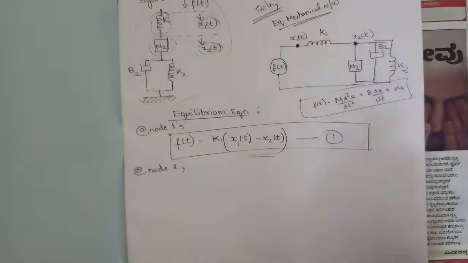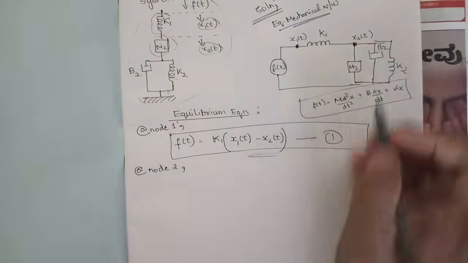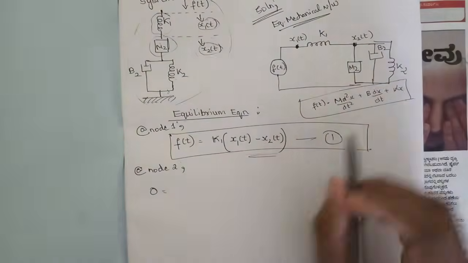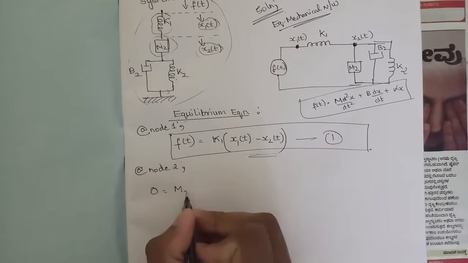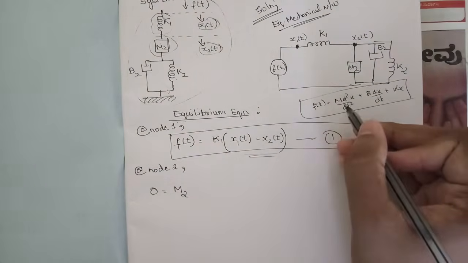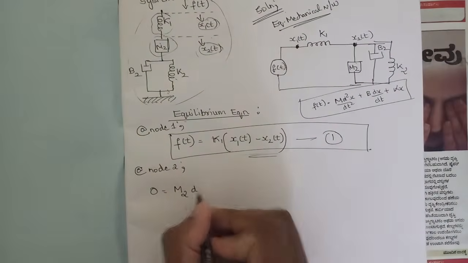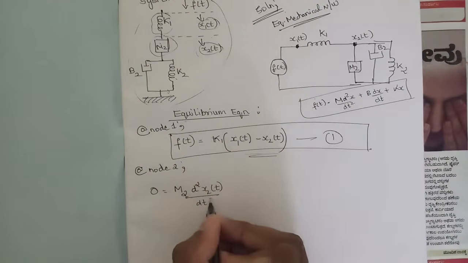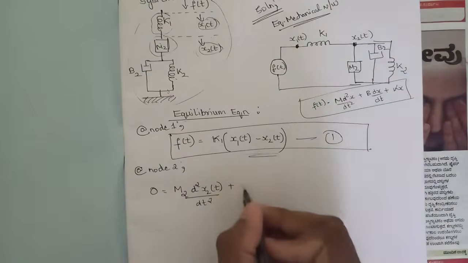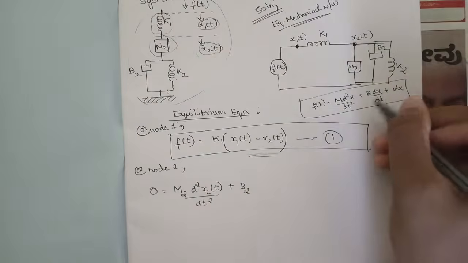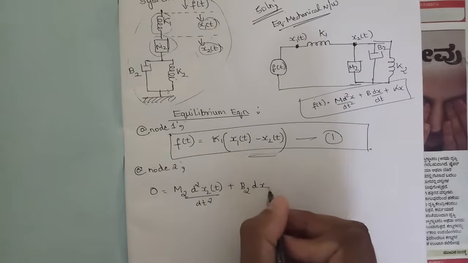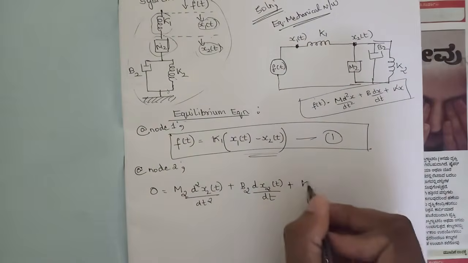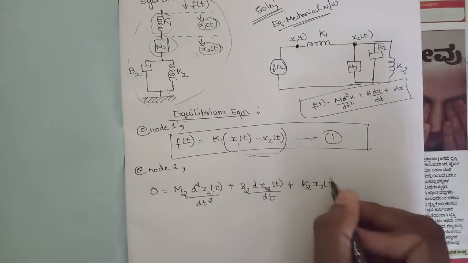In this x2 of t we can see that since there is no force attached to this node, we can write the force as 0 is equal to, the first component, let's consider this m2, m2 into d square x by dt square, so d square, and the displacement here is x2 of t, divided by dt square, plus the second component is b2 into dx by dt, so d x2 of t by dt, plus one more component is k2 into x2 of t.